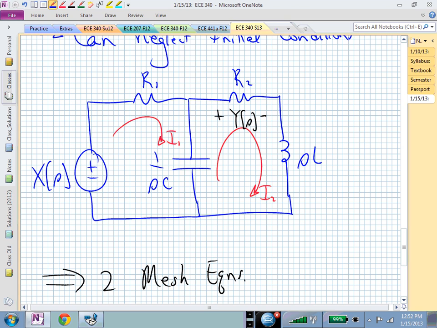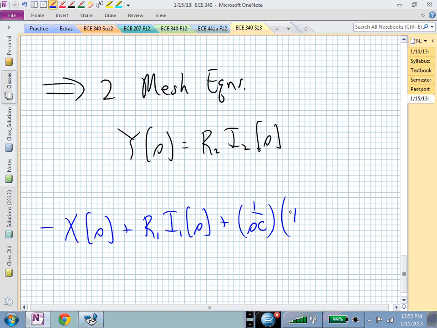times, and now I want my voltage drop to be positive going from top to bottom. And that means I have I sub 1 minus I sub 2 to get the net current going down from top to bottom to give me my positive. So this is now I sub 1 of s minus I sub 2 of s, and that's equal to 0. There's my first equation. That's mesh number 1.